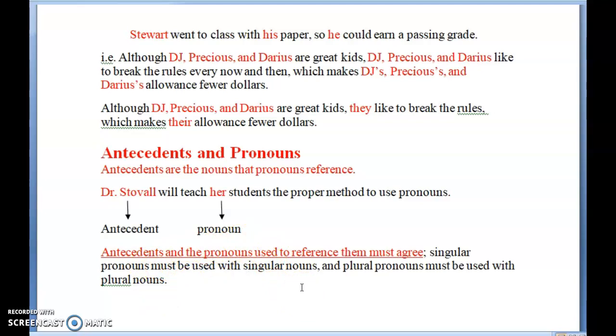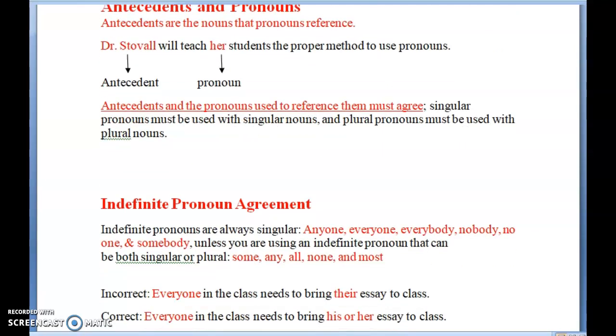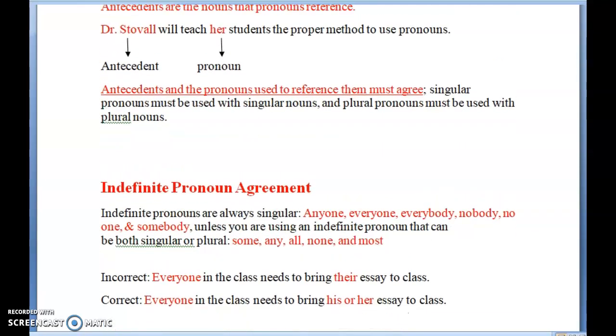So if I have a singular antecedent, I must have a singular pronoun to reference it. If I have a plural antecedent, I have to have a plural pronoun to reference it. And I think that's pretty understandable. Everyone gets that. Well, let's see what the problem is.